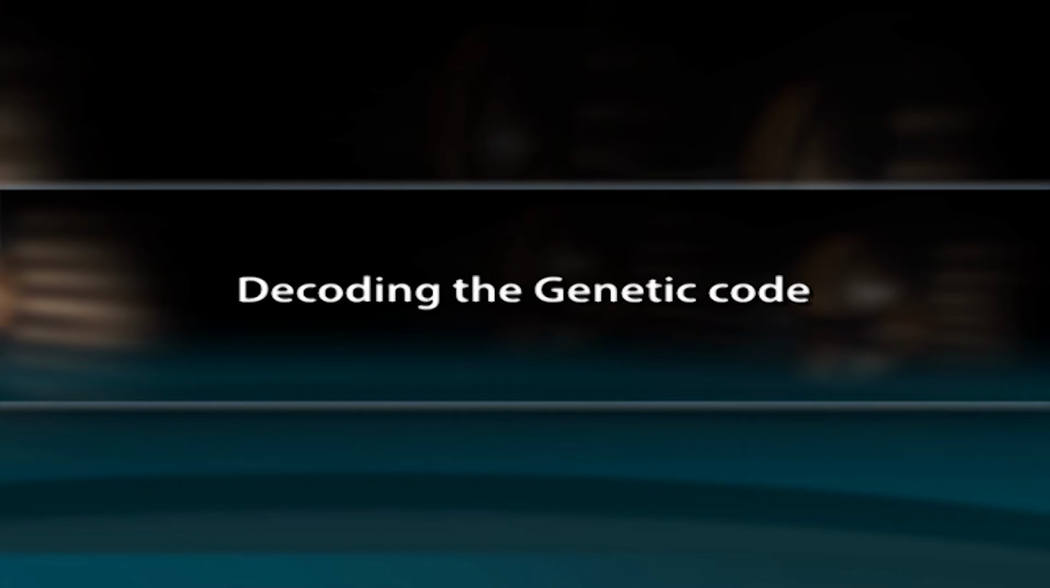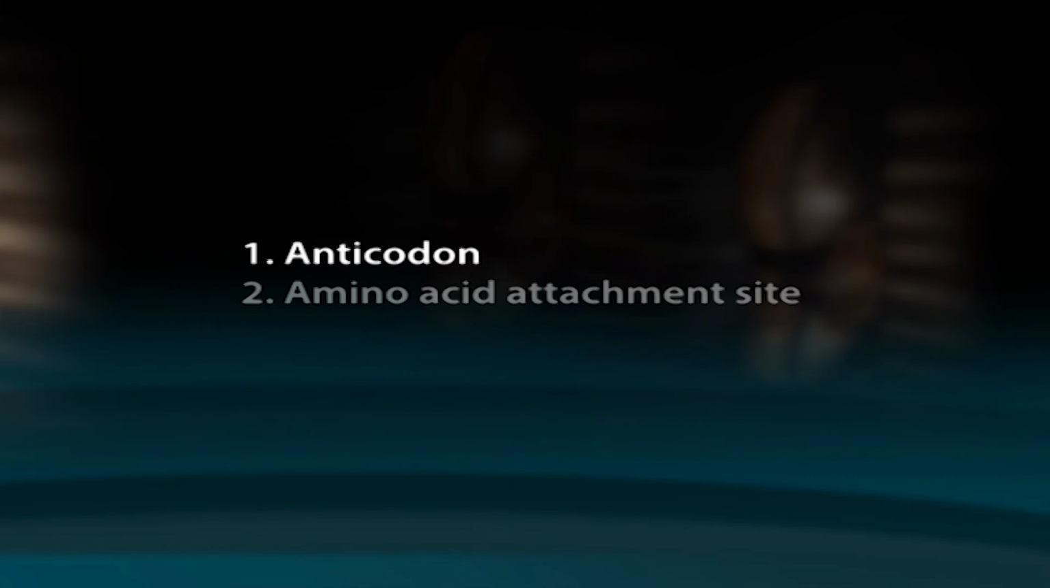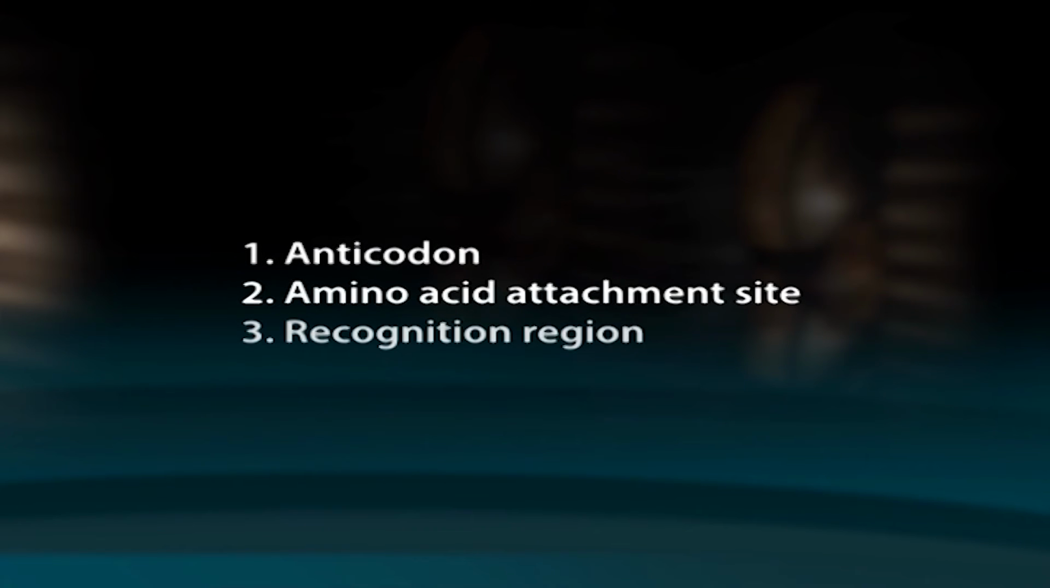Decoding the genetic code. The decoding of the codons on the mRNA to a meaningful amino acid sequence is possible by the help of a tRNA molecule and a set of enzymes called aminoacyl tRNA synthetases. 3 regions of each tRNA molecule are used in the decoding of mRNA. They are anticodon, amino acid attachment site, and recognition region.